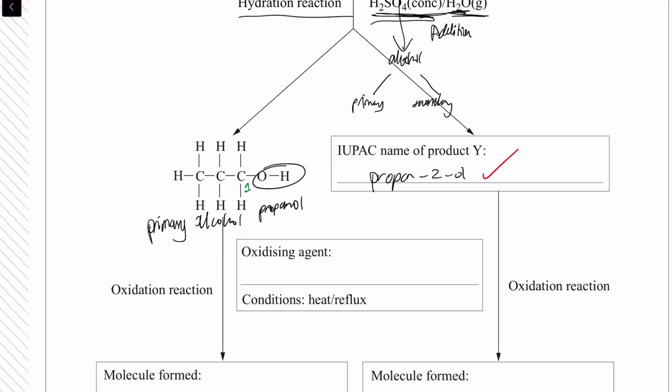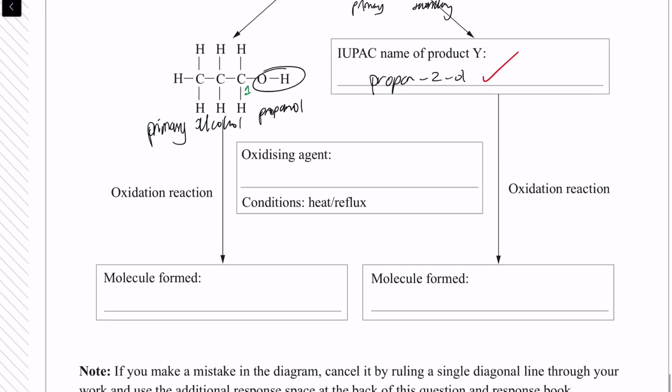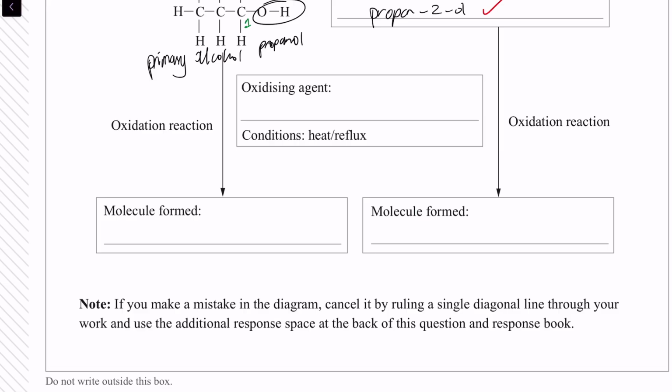And then we need to know the oxidizing agent for the oxidation reaction from a primary alcohol into an aldehyde.